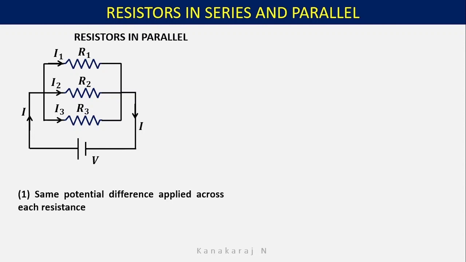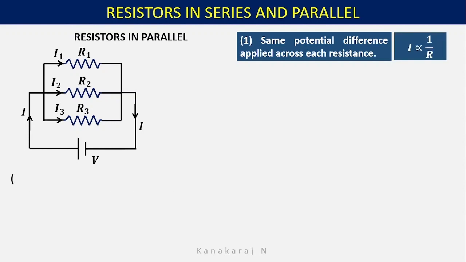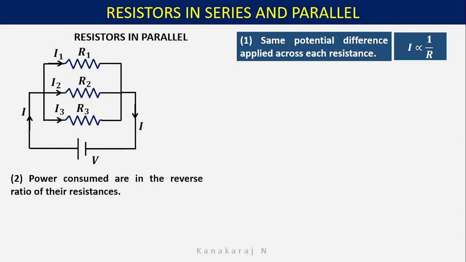Same potential difference is applied across each resistance, therefore I is proportional to 1 by R. More is the resistance, less will be the current, or less is the resistance, more will be the current. Power consumed is in the reverse ratio of their resistances. This is for a parallel combination. P is proportional to 1 by R. So we can say P1 is to P2 is to P3 equals 1 by R1 is to 1 by R2 is to 1 by R3.